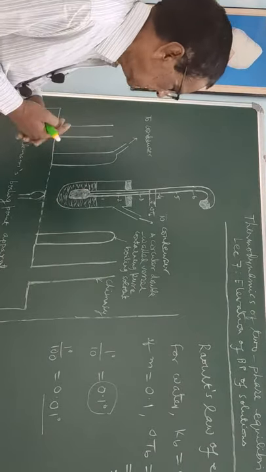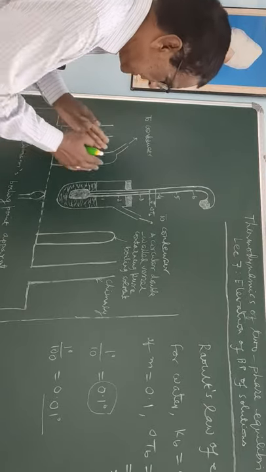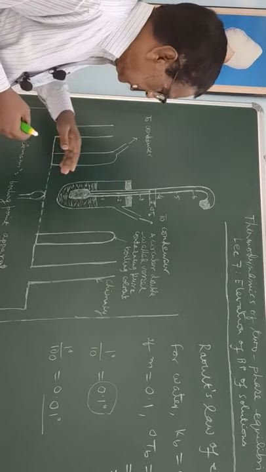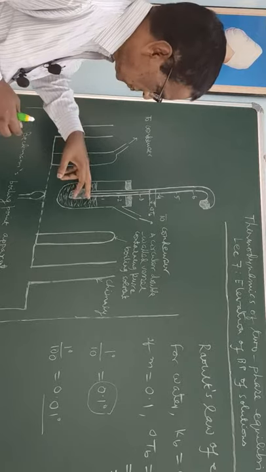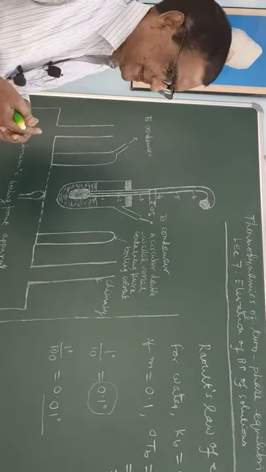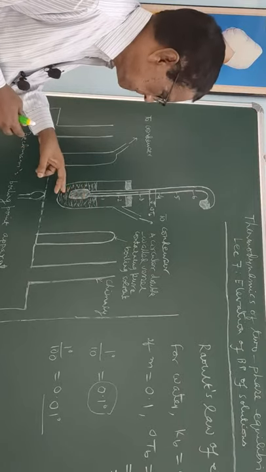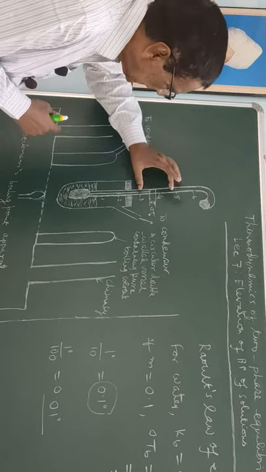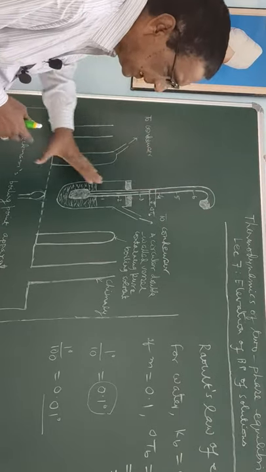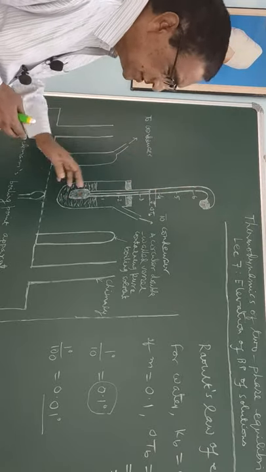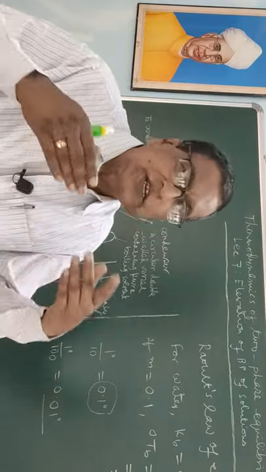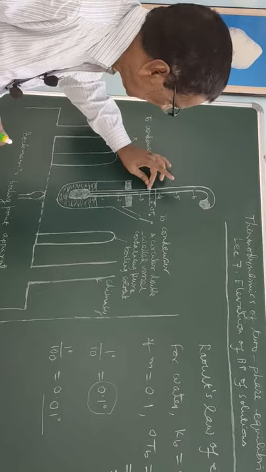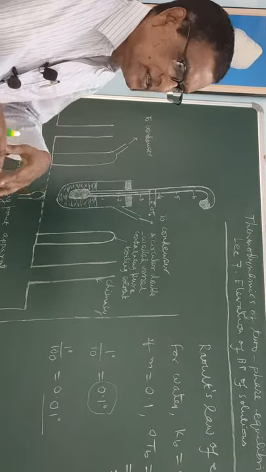This thermometer, before using, has to be set up. It is called the setting of the Beckmann thermometer. Here the solvent is taken, and whenever the solvent boils, the mercury thread should remain in the middle of this scale. Mercury in the two reservoirs is adjusted in such a way that the mercury thread remains in the middle while this solvent is boiling.